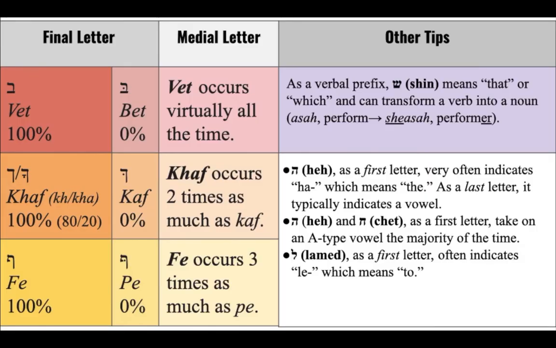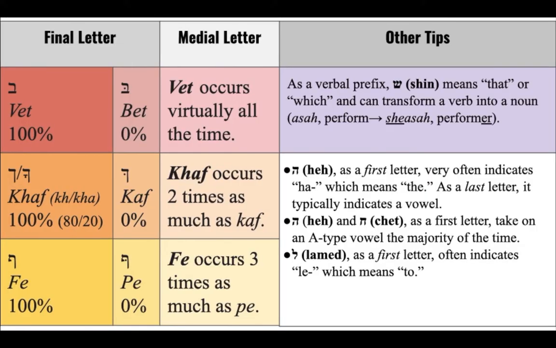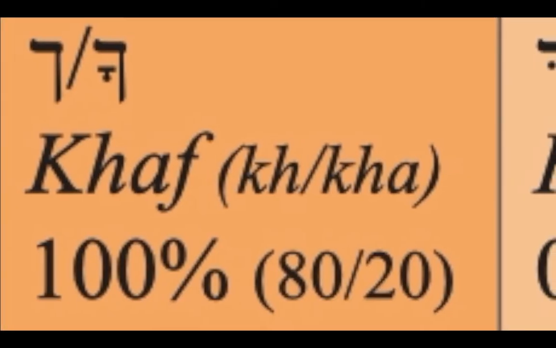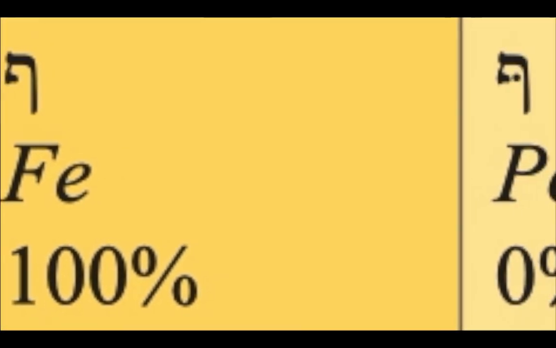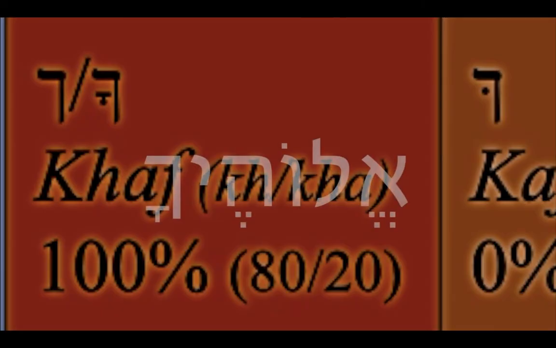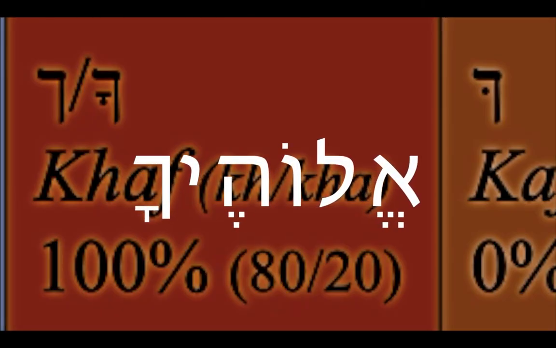Now as a final letter, it's quite the opposite. The fricative pronunciation will be used instead of the stop pronunciation. So v will be used instead of b. Ch will be used instead of k. F will be used instead of p. Chaf sofit, 80% of the time will be ch, 20% of the time will be k. You will often see a vowel marking to show that it is ch, which is to mark that it is a second person possessive, as in Elohecha, which means your God.